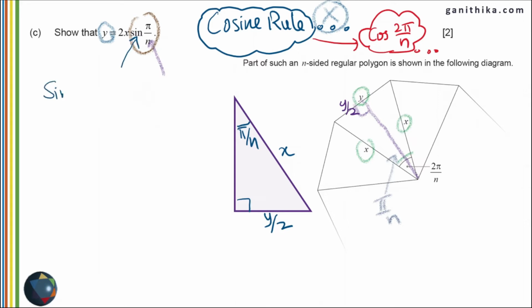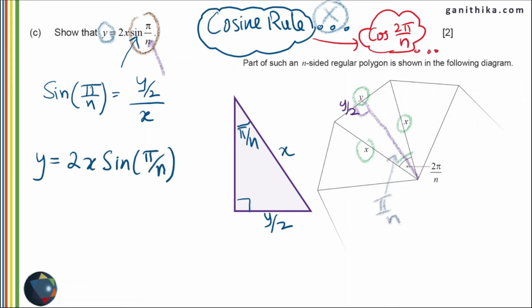Therefore, we are going to use the sine ratio. Sine of the angle is equal to opposite over hypotenuse, y over 2 over x. Simplifying this, you will get y equals 2x sine pi over n. And this is what we want for the question. And this is for just 2 marks. So far, the first 6 marks were not very difficult to solve.